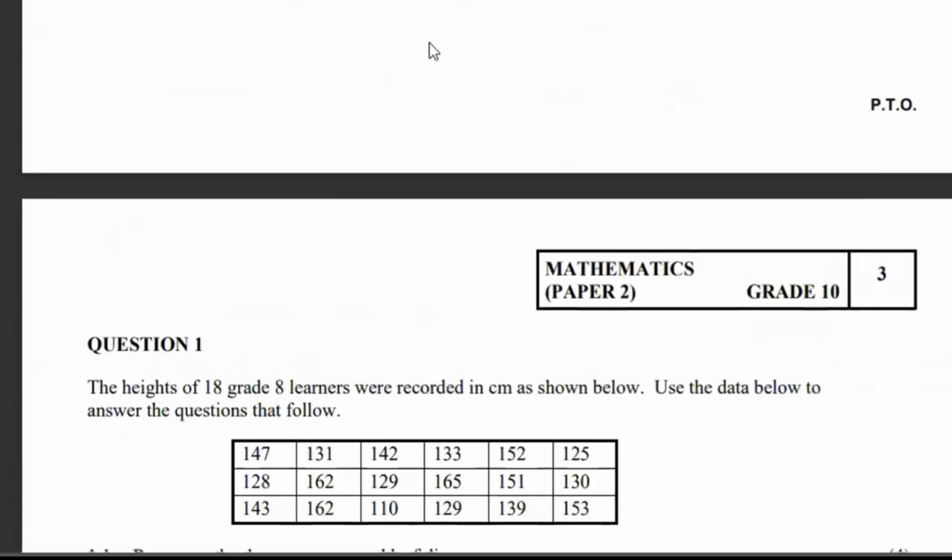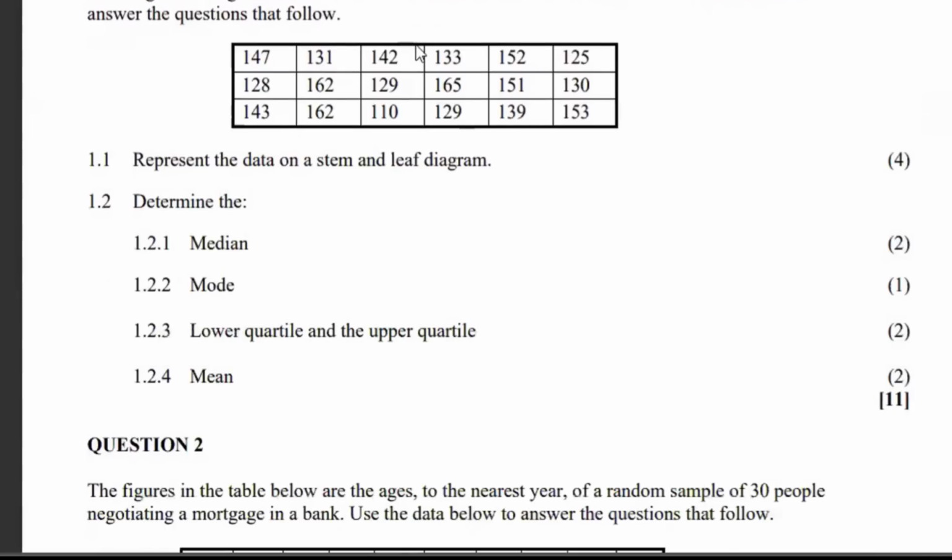Just like the paper 2 topics, we have statistics in this case. The first type of statistics that we look at is the univariate type of data, where we look at just one variable. We have an example whereby the heights of 18 grade 8 learners were recorded in centimeters as shown below. We need to use the data to answer the questions that follow.